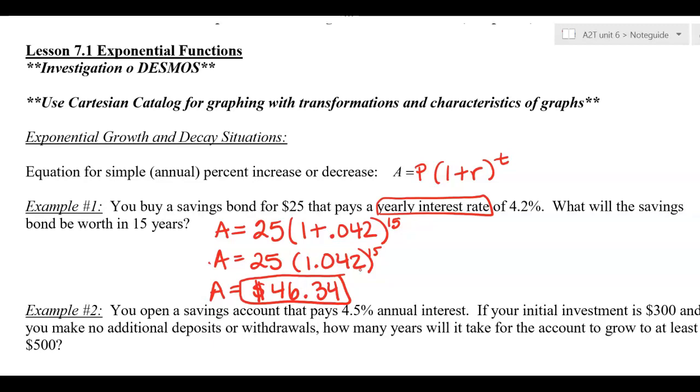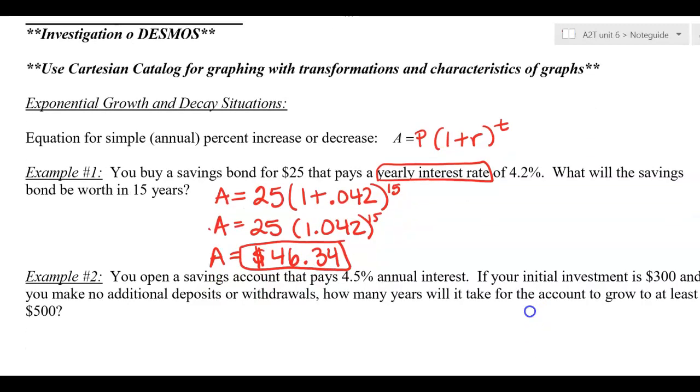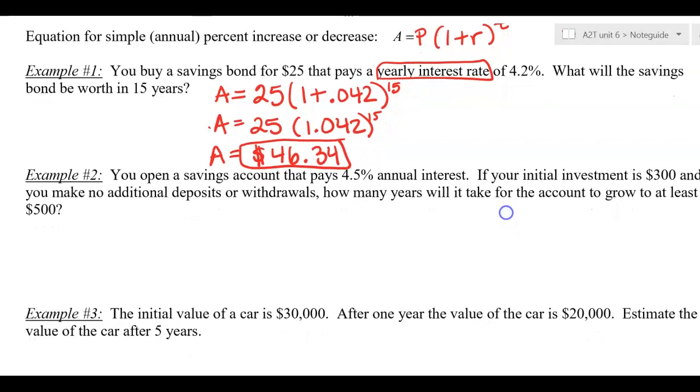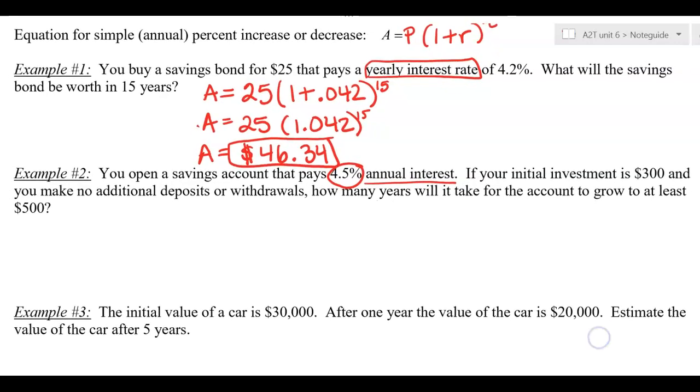Okay. All right. The second example says you open a savings account that pays this time 4.5% annual interest. Your initial investment is $300, no additional deposits or withdrawals, and you want to know how many years it's going to take for you to at least have $500, okay? So it fits the mold of our equation. It's talking about rates and times and amounts.